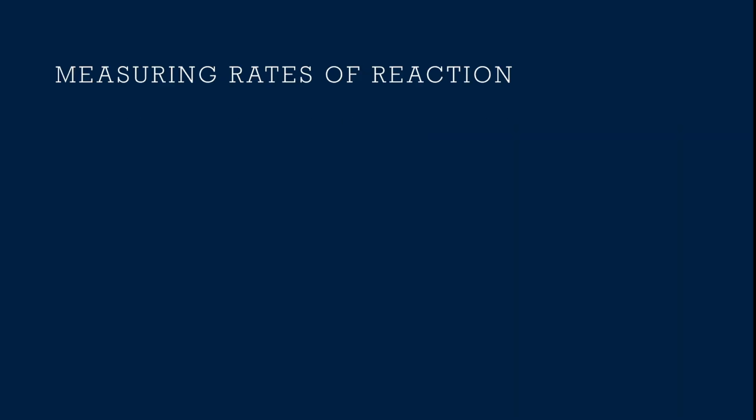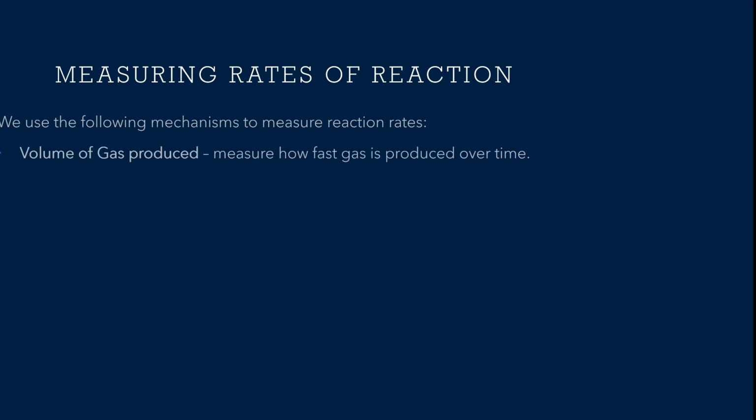Now, let's move on to measuring reaction rates. We use the following methods to measure reaction rates. First, we use the volume of the gas produced. If it is that kind of a reaction, we measure how fast gas is being produced over time, if gas is one of the products of the reaction.